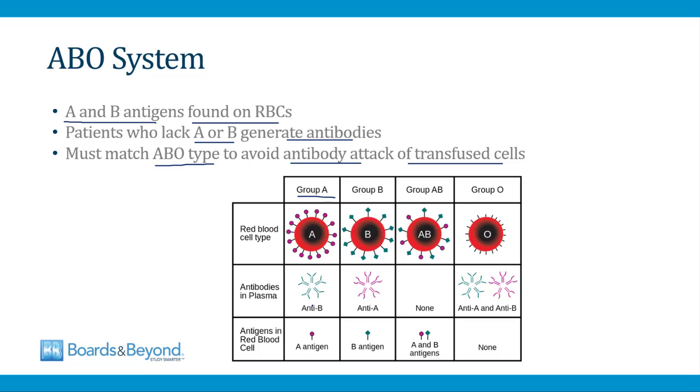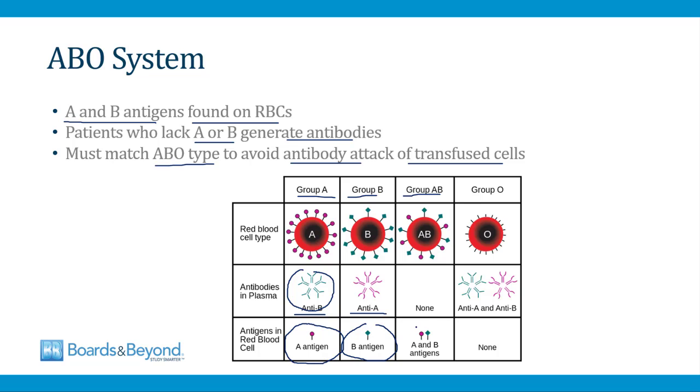Patients who are blood group A possess the A antigen on their blood cells. So they won't make antibodies to the A antigen, because if they did, those antibodies would attack their own cells. But they will make anti-B antibodies. So patients who are blood group A cannot receive red cells that express the B antigen, or these anti-B antibodies will attack the transfused cells. Patients who are blood group B express the B antigen on their red cells and they make anti-A antibodies. So group B patients cannot receive red cells that express the A antigen.